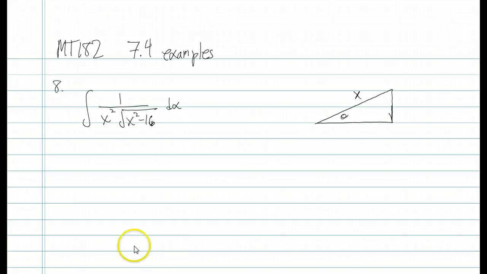I'm going to work out two examples in this video from section 7.4 on trigonometric substitution. So I'm going to look at this problem here. Notice this problem involves a square root, and inside the square root you get a difference of two terms, each of which happens to be a perfect square in this case.